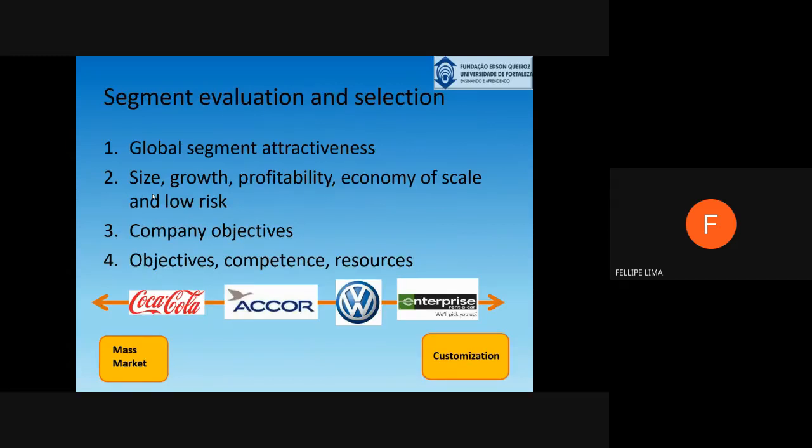Another one, segmentation, evaluation, and selection. Global segmentation, size, growth, profitability, economy of scale, low risk, company objectives, competencies, resource.